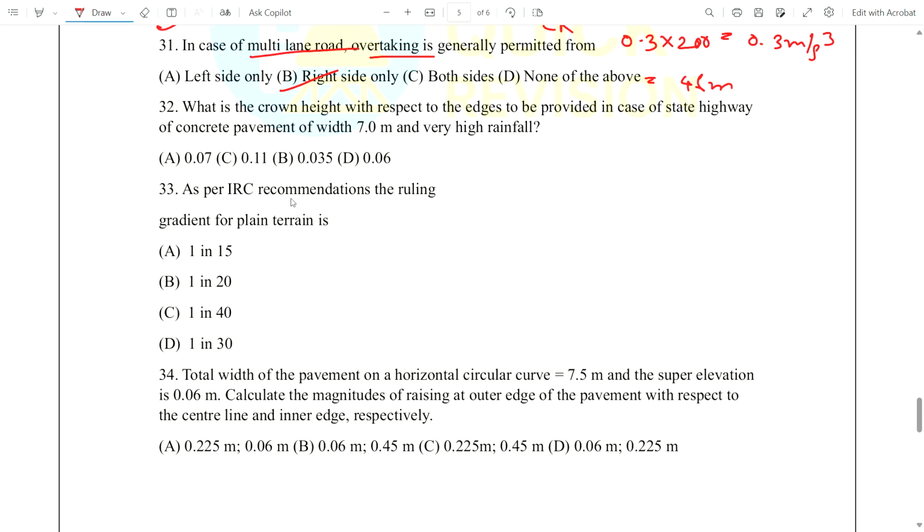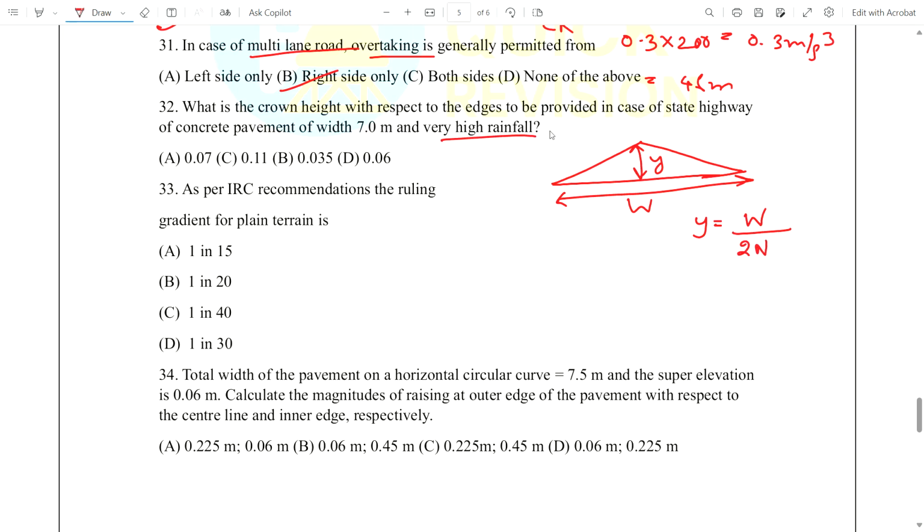Now coming to 32. What is the crown height with respect to edge provided in a straight highway of a concrete pavement with 7 meter width and very high rainfall? That is why they asked what the crown height is. With width as W, as we know, one formula: the crown height Y is equal to W by 2N, where N is the cross slope.